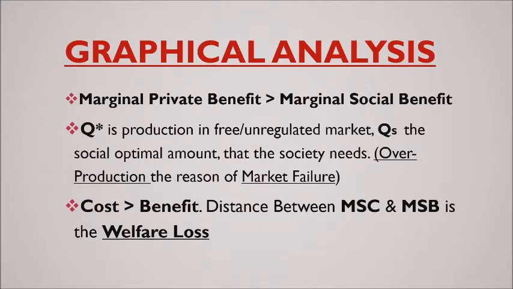From the graphical representation, we see that the marginal private benefit is more than the marginal social benefit, because the individual consuming derives more benefit and happiness out of it, but on the other hand, it is detrimental for the society. In an unregulated market, without government acting on it, the quantity available for consumption is more than the socially accepted quantity. That is the reason why the market fails. And we know if cost is more than benefit, it is loss of social welfare.